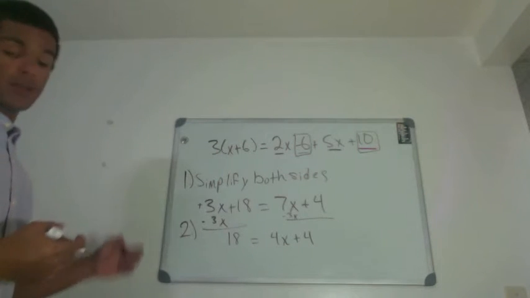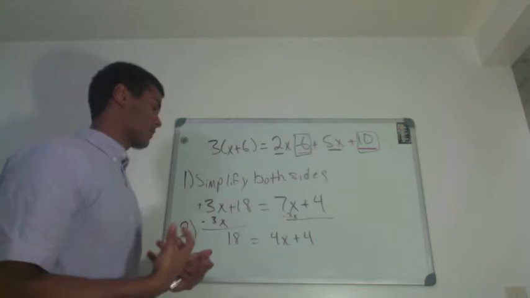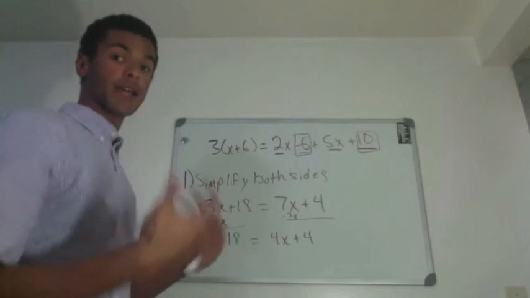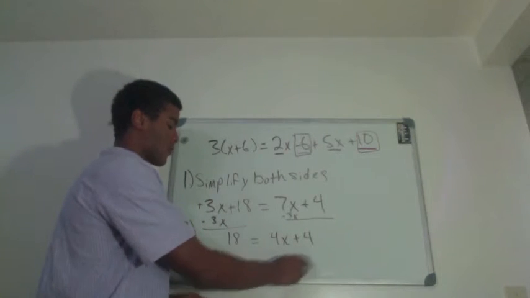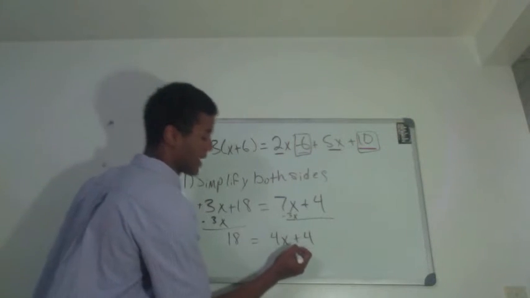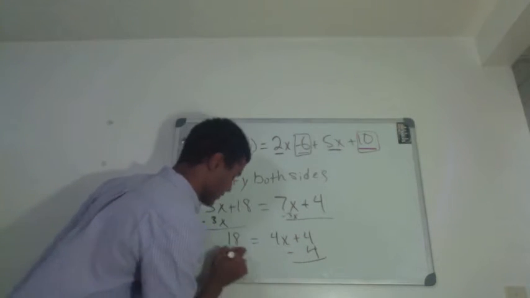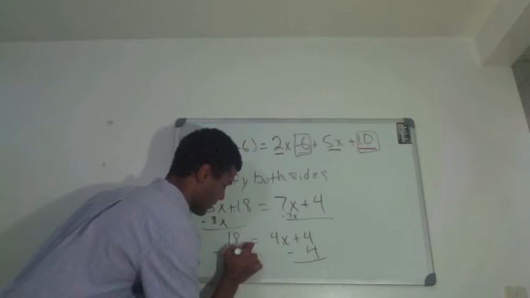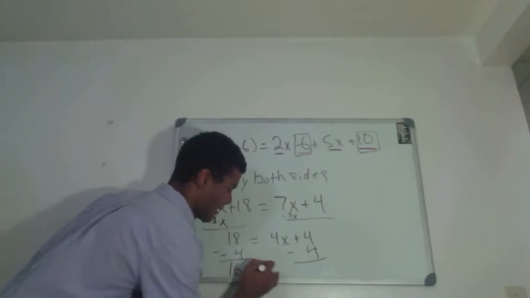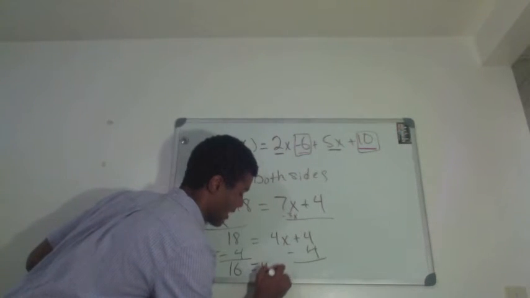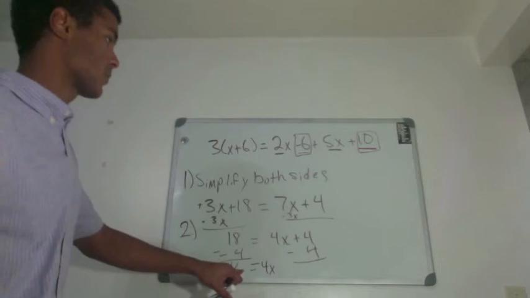So we're still in the process of trying to move all our variables to one side of the equation. Or I should say all of our like terms to one side of the equation. So our next step is to move this 4 over. We have this 4 added here, so we can subtract it off, because that's our inverse operation, minus 4. 18 minus 4 is 16 equals 4x. That's what we have down here, guys. If you can see that, we have 16 equals 4x.